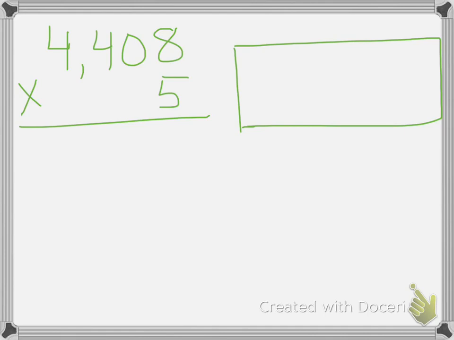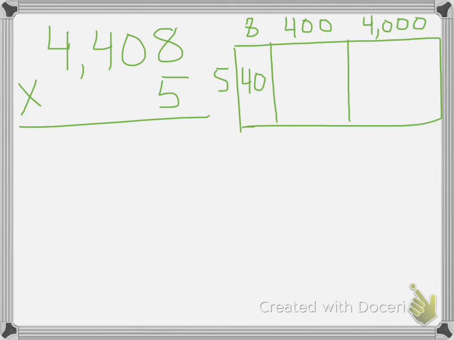Alright, so let's look at this one here. I don't know if I made myself enough room, but I'm going to try to squeeze it on here. I have my 5 times my 8. Because there's no tens, I can go ahead and leave that off. So I'm going to just split it into two more sections here. So I have my 400s and my 4,000s. My 5 times my 8 gets me my 40.